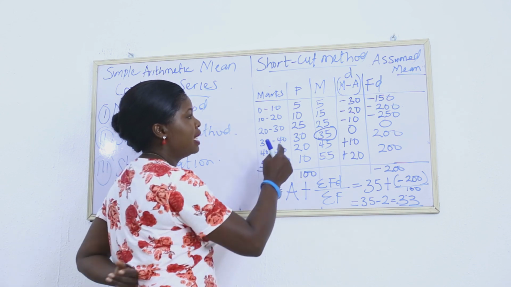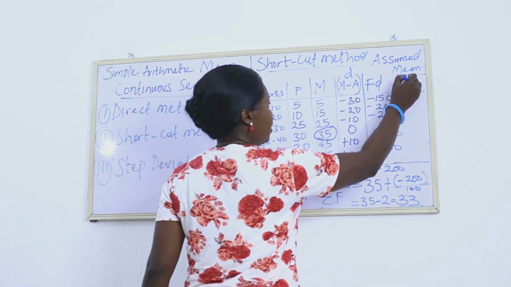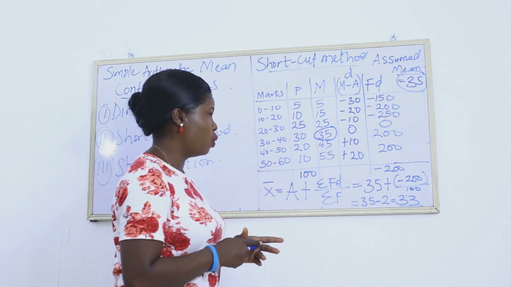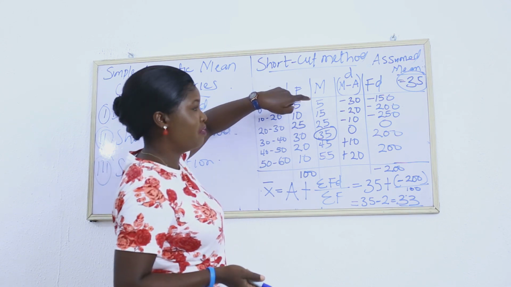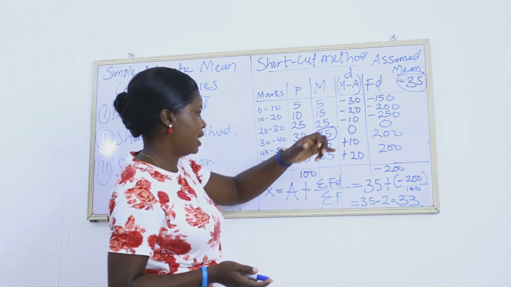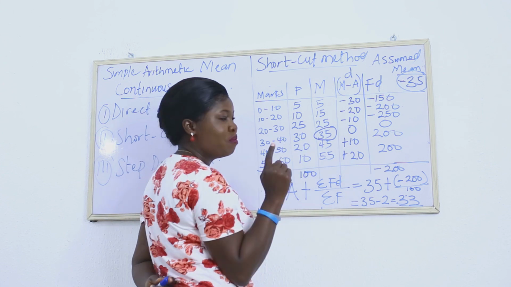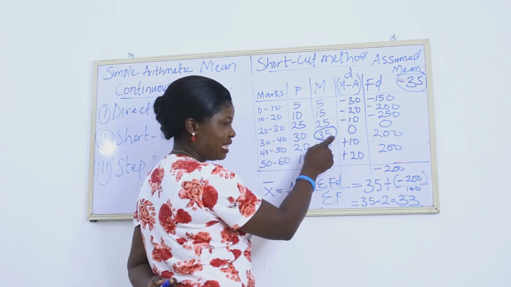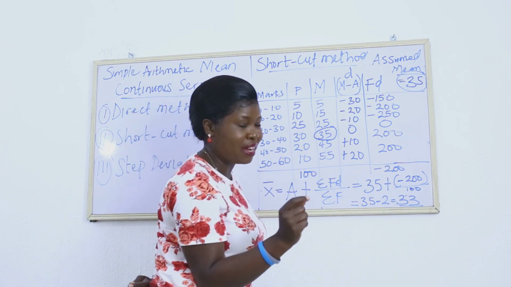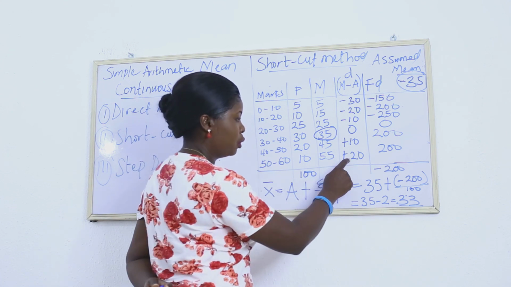And what do I do? I've said midpoint minus assumed mean. My assumed mean is equal to 35. So the first one will be what? 5 minus 35, minus 30. 15 minus 35, minus 20. 25 minus 35, minus 10. 35 minus 35, 0. 45 minus 35, plus 10. Then 55 minus 35, plus 20.